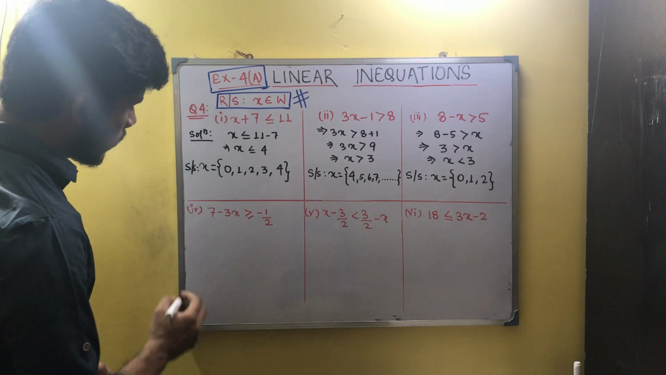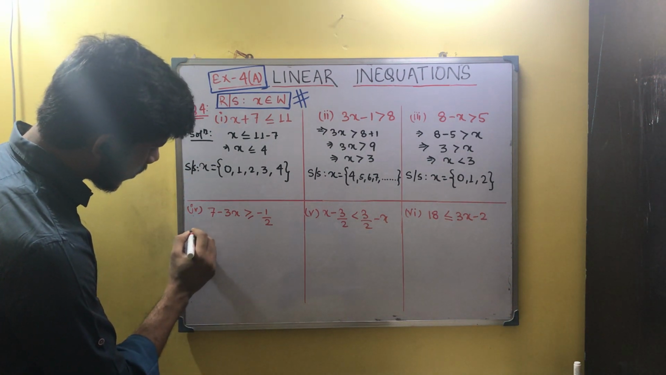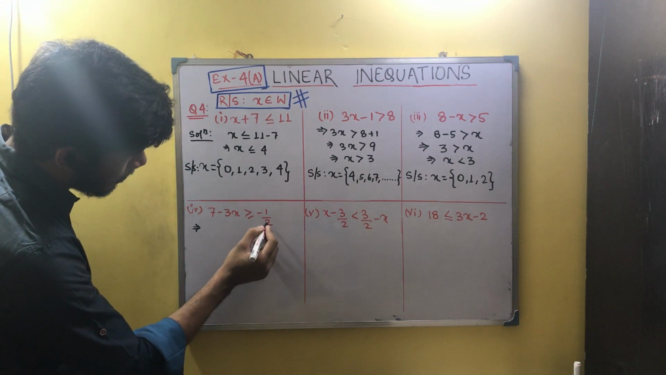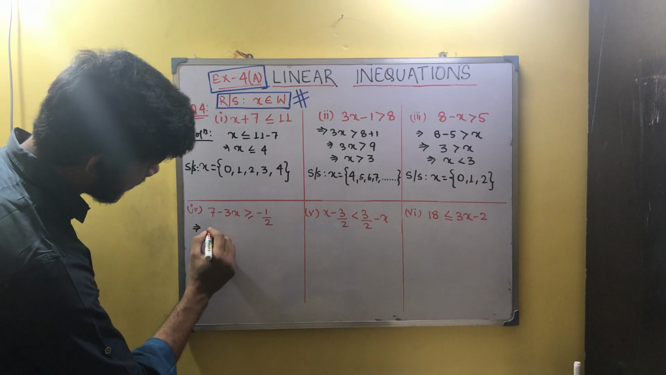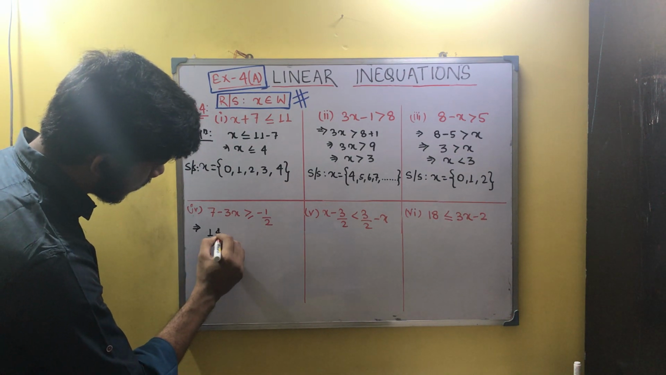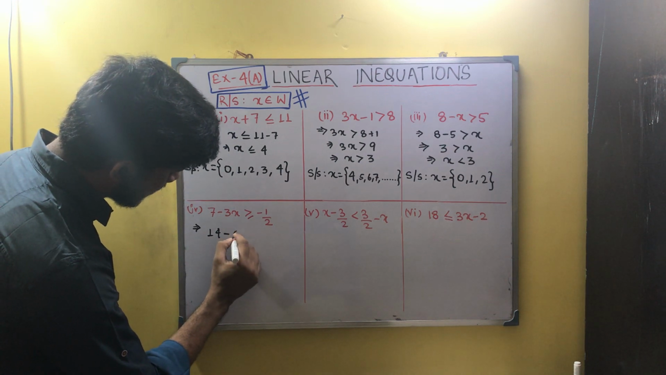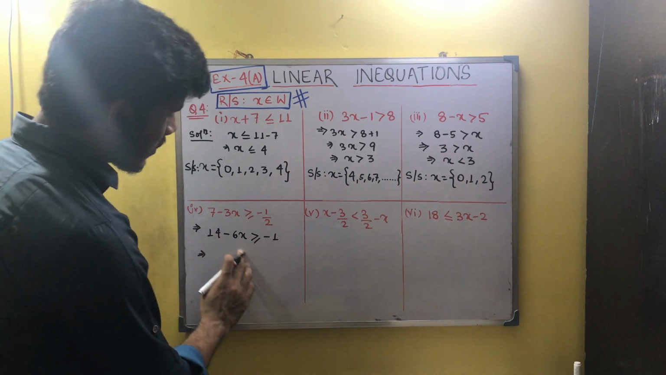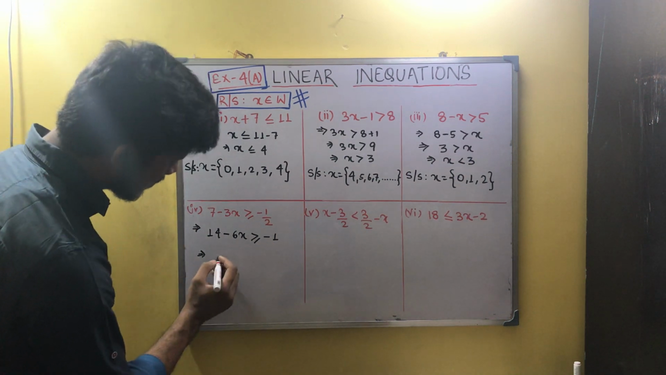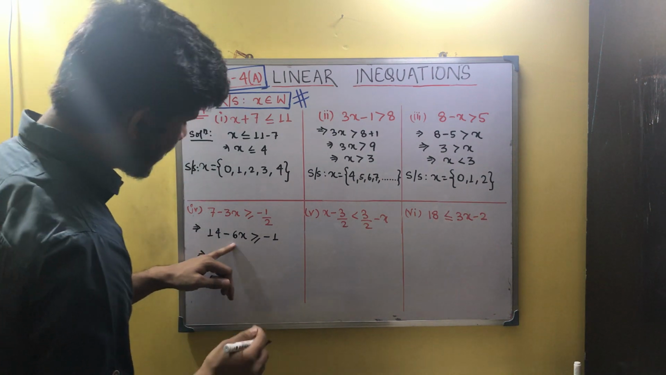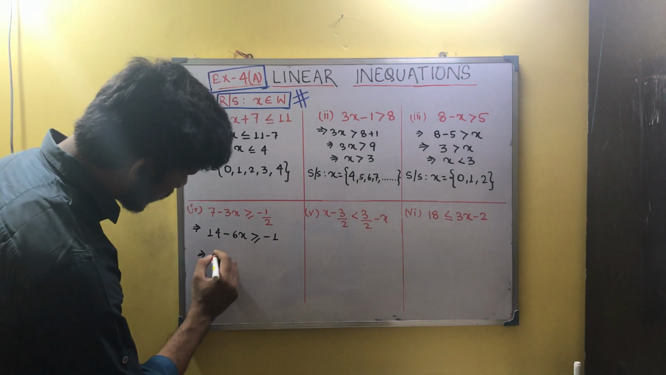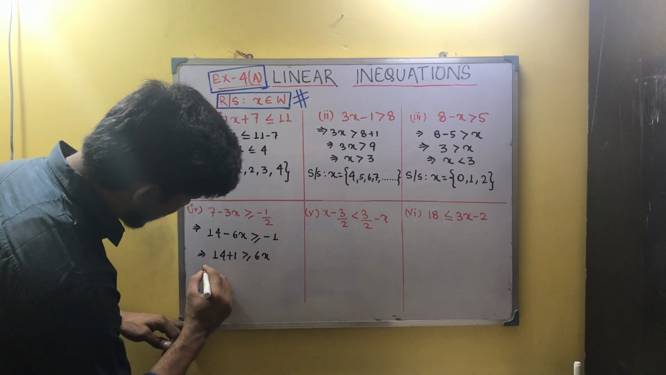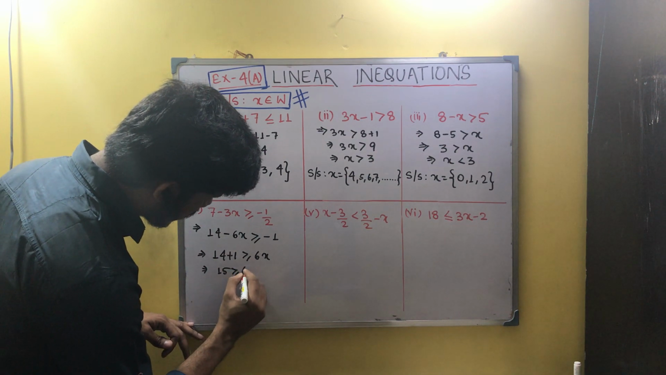Okay. Now if you come on to the fourth one, on solving, what you will be getting is, let's multiply 2 to the LHS. You will be getting 7 into 2, 14, minus 3x into 2, 6x, greater than equals to minus of 1. That gives you, if you take minus 6x to the RHS and minus 1 to the LHS, you will be getting 14 plus 1 greater than equals to 6x. That implies 15 greater than equals to 6x.